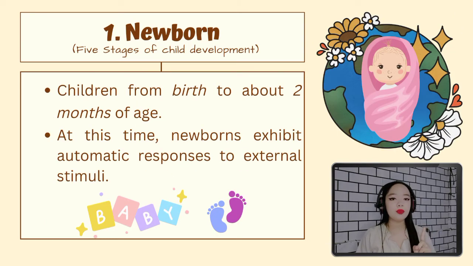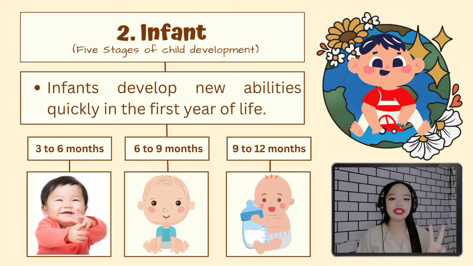The first stage is newborn, which refers to children from birth to about 2 months of age. At this time, they exhibit automatic responses to external stimuli. The second stage is infants, and they develop new abilities quickly in the first year of life. At 3 to 6 months, an infant can control his head movement and bring his hands together. By 6 to 9 months old, an infant can sit without support, babble, and respond to his name. Between 9 and 12 months old, a baby can pick up objects, crawl, and even stand with support.